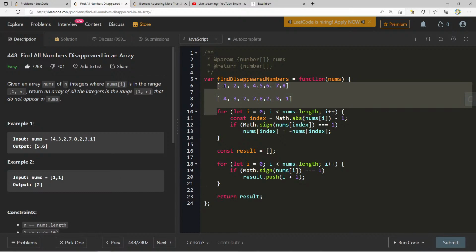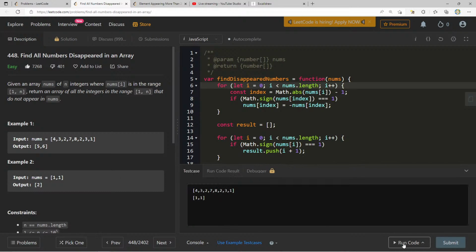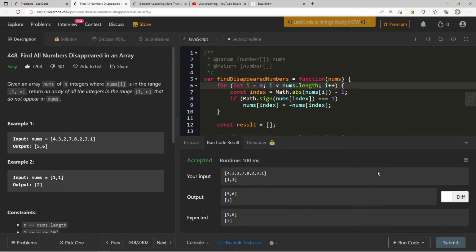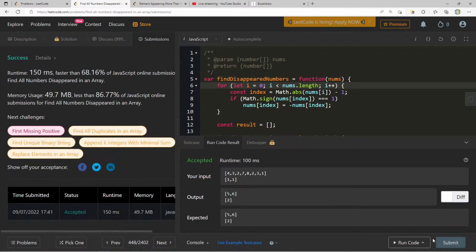Let me remove these. Let's run this. Let's see what we get. So 5 and 6 for our first test case, and for our second one, 2. Let's submit it. And we have 68.16 for time complexity and 86.77 for space complexity.